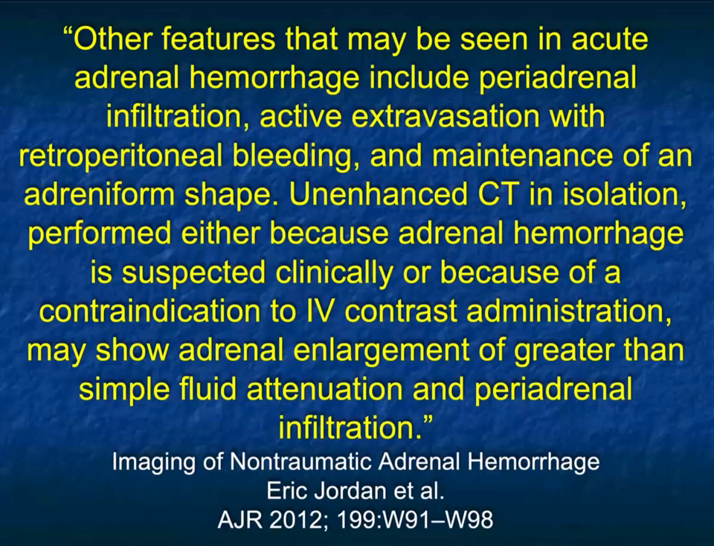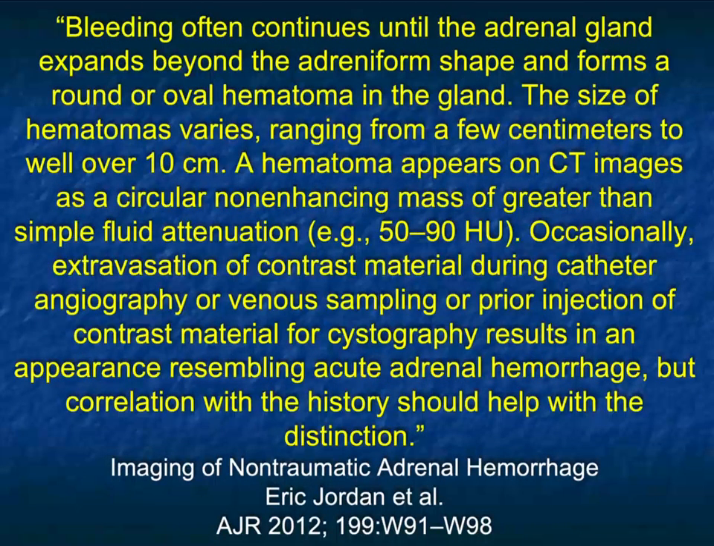It doesn't occur that frequently, but you need to think about that possibility. Other features that may be seen in patients with acute adrenal hemorrhage include periadrenal infiltration, active extravasation with retroperitoneal bleeding. Again, active bleeding in the adrenal is fairly rare. Unenhanced CT in isolation, performed either because adrenal hemorrhage is suspected clinically, or because the patient can't get IV contrast, can show enlargement with higher fluid density. So then it becomes almost like any other lesion, be it a renal lesion or a liver lesion, where you see high density and you begin to think about hemorrhage.